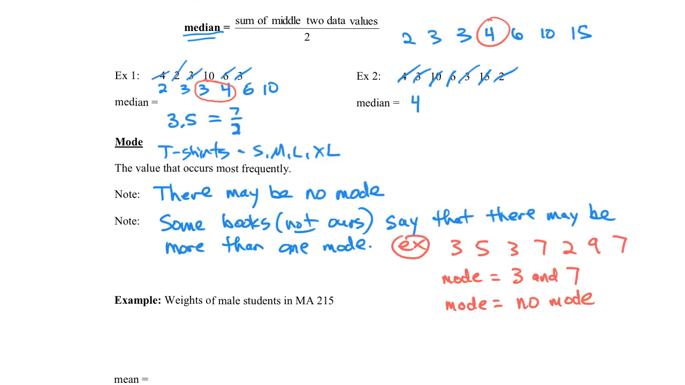Here's what you can't do. Don't do this. You can't just say the mode equals, well, let's see, 3 and 7, I like 7. You can't do that. That's not going to work. That's like making up your own definition. So that doesn't work. But either of these are fine.